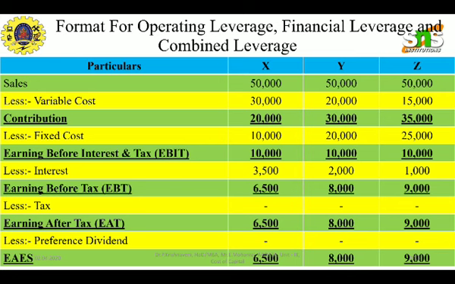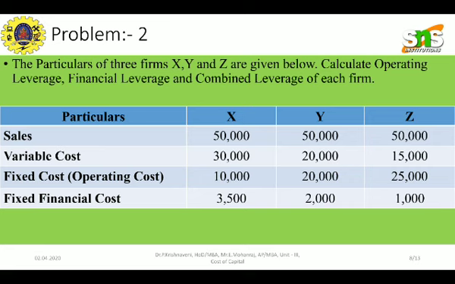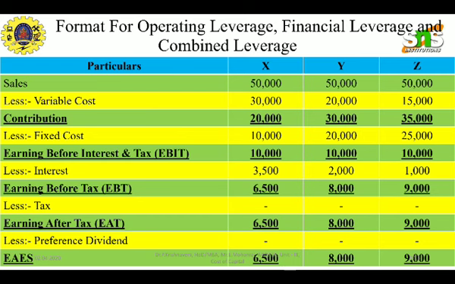Then the next one is less interest. If you deduct the interest, you get the earning before tax, that is EBT. Then we want to find out the interest. The interest is already given in your question. Fixed financial cost should be considered as the interest of your business: 3,500, 2,000 and 1,000.